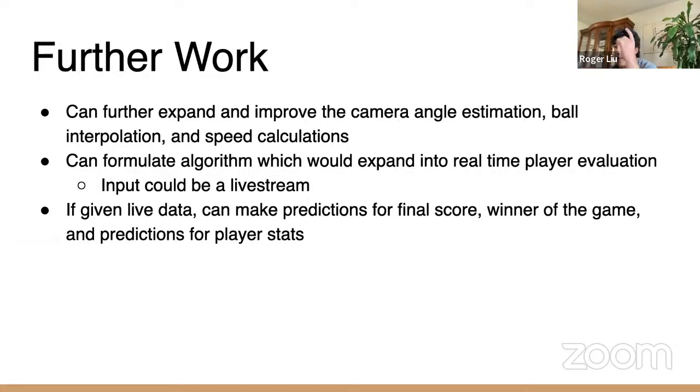And the speed calculations and the distance calculations can definitely be improved, because the camera angle estimations can be improved. We can also further expand upon this and formulate an algorithm which can expand into real-time player evaluation. That could be a thing. I think I would need to restructure this a lot. It could also be to formulate an algorithm to predict what is going to happen next, so like patterns and stuff. And if given live data, it can make predictions for final score, winner of the game, and predictions for player stats.